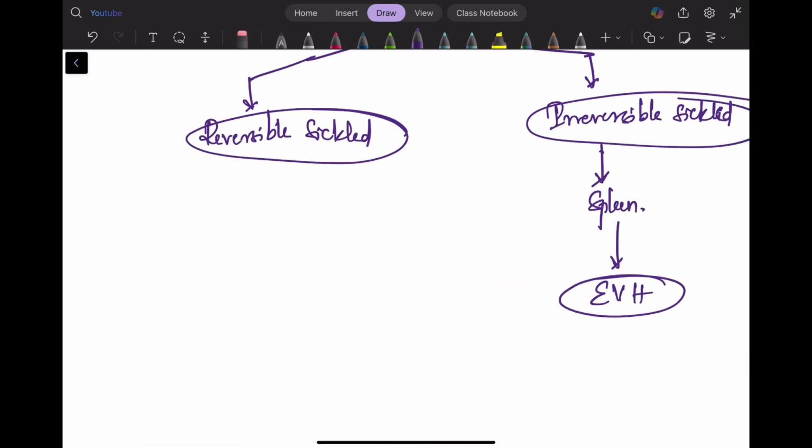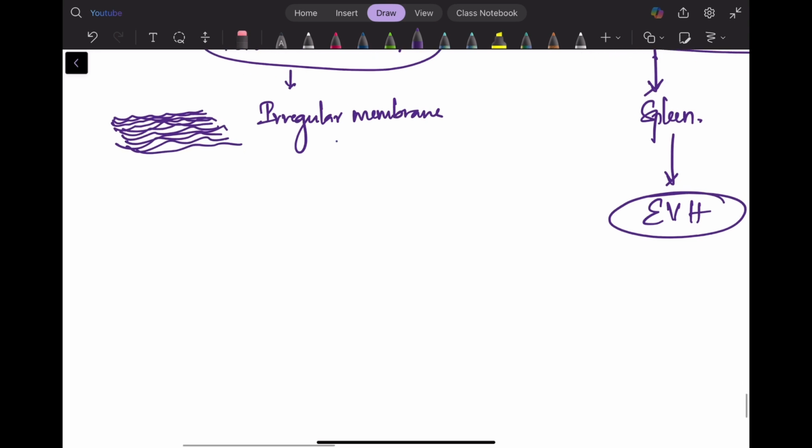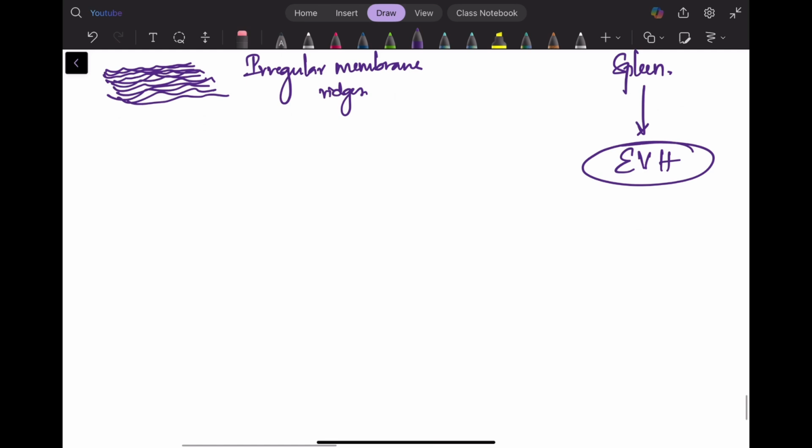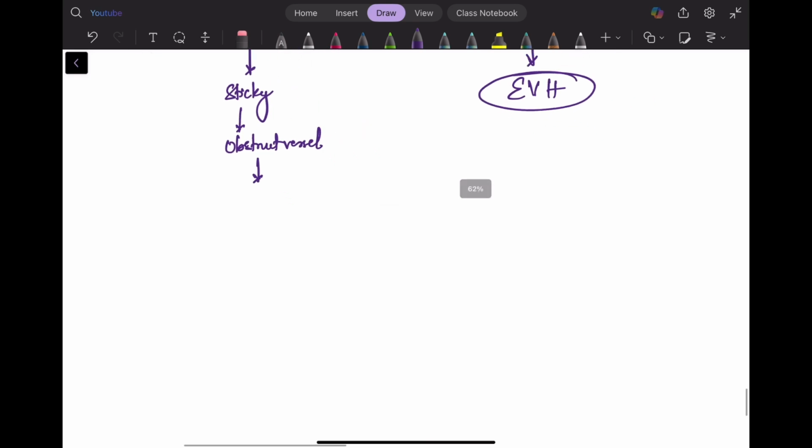And coming to reversible, it becomes an irregular membrane. It's like a beach, a membrane. Then what happens? Another one sticks, and this goes on. This sticky feature goes on. So irregular membrane ridges are formed. Then it becomes sticky. Then what happens? It obstructs vessels. Yeah, there is a problem.